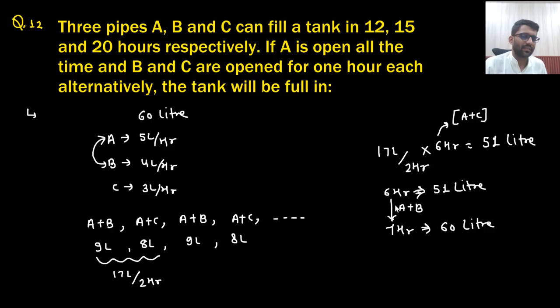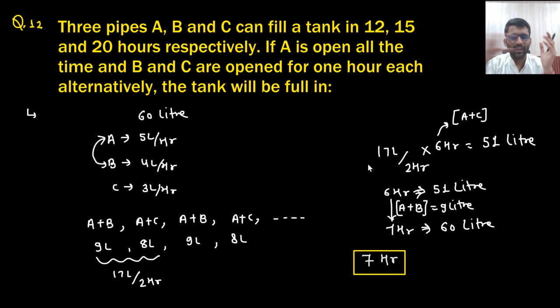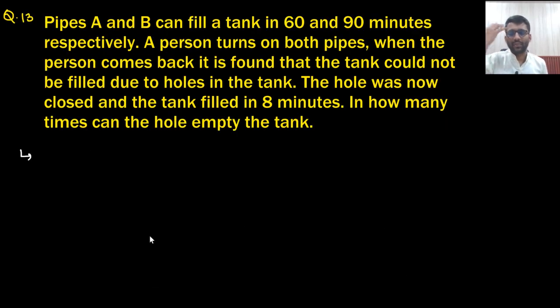A plus B will give you 9 liter. So in the next hour you are going to get 9 liter more. So in 7 hours the tank will be filled. Understanding this problem? A plus B, A plus C, A plus B, A plus C. So in 2 hours you are getting 17 liter. So in 6 hours you will get 51 liter. You need to fill 9 liter more, right? Now the job is done by A plus B, and A plus B is giving you 9 liter. So in the 7th hour only it will be completed. Let's go to the next one.